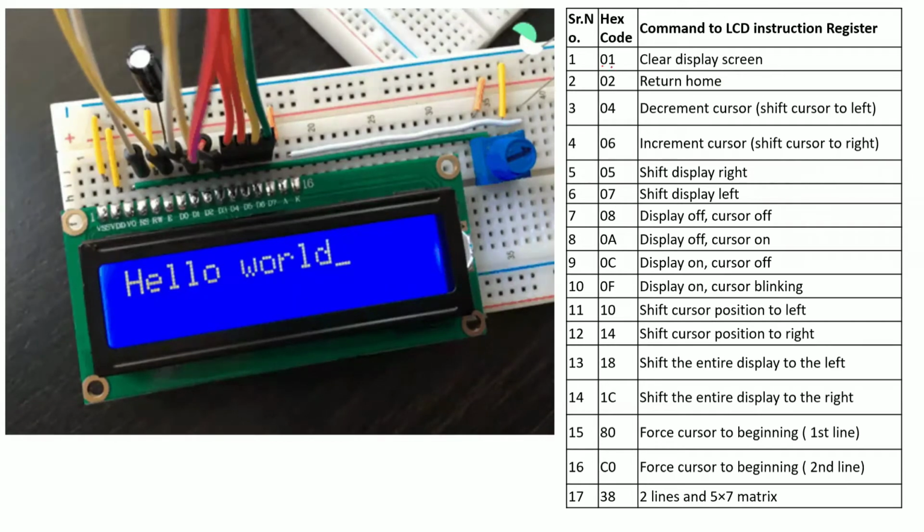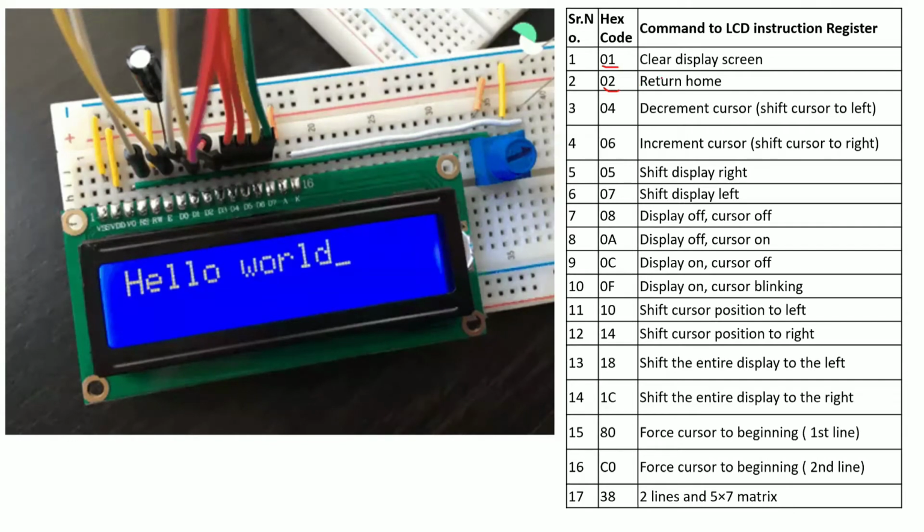Okay, if I send 01H, that means it will clear the entire display. So suppose now here it is "hello world". If I send 01 to the LCD from your microcontroller, it will clear the entire display. Okay, next one is 02.